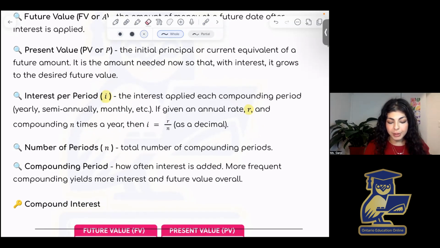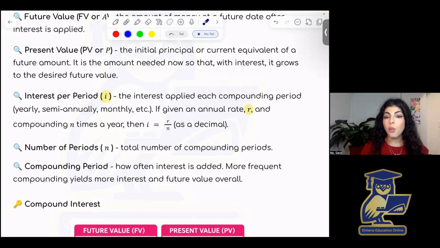Then we have the number of periods. If we're thinking of 1 year and it's monthly, that's 12. But now consider if you're saving for 3 years, we do have to account for the number of years as well. So it would be 3 times 12, and 36 would be your number of periods. Your interest is being compounded 36 times over 3 years, as compared to if it was just 1 year.